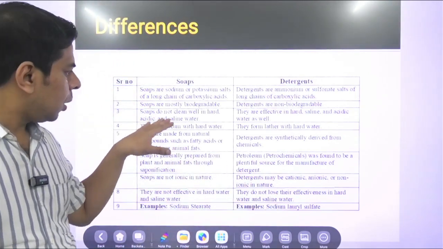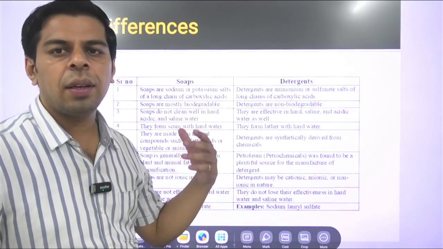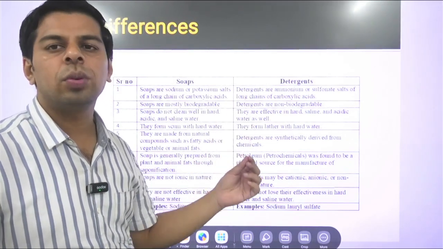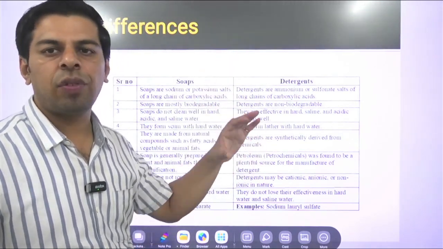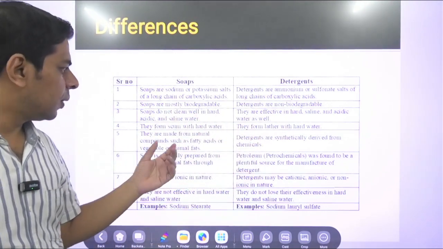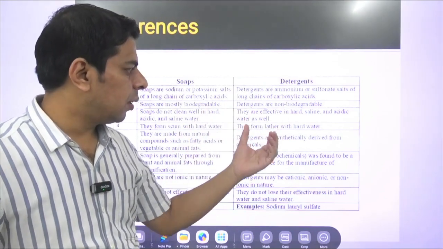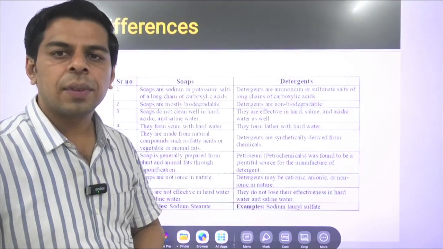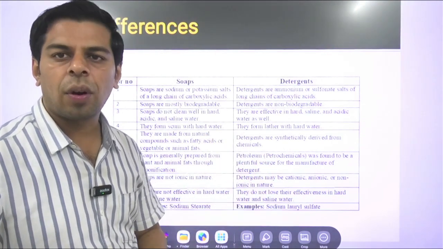Then this point is linked to the previous point as well. When you are using soaps with hard water, it will not produce efficient micelle formation or cleaning action. Instead it will form a scum, a yellowish discoloration type of scar that would be visible. Whereas detergents form lather with hard water. Lather is nothing but the jhag, which we call it in the local language. So cleaning action is quite dependent upon the froth action as well.